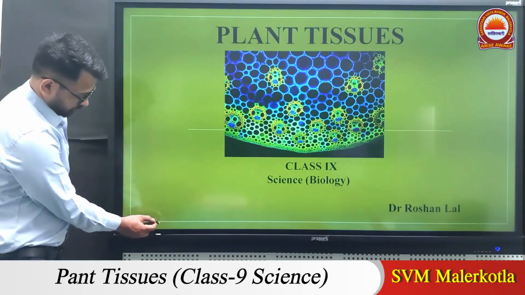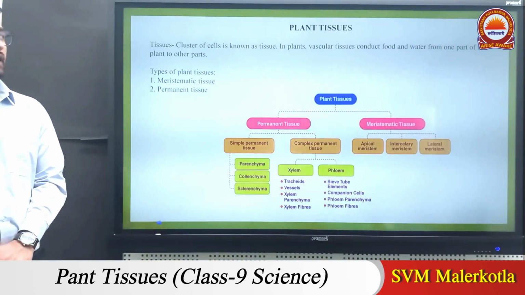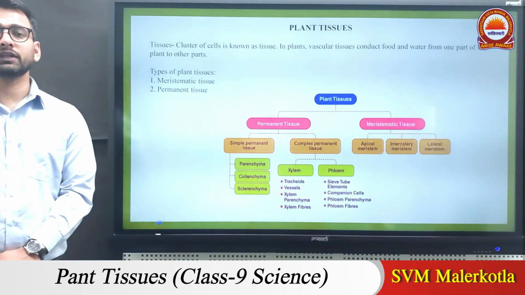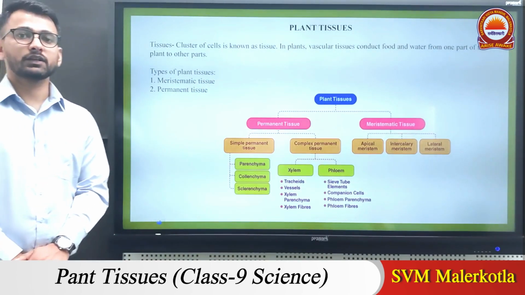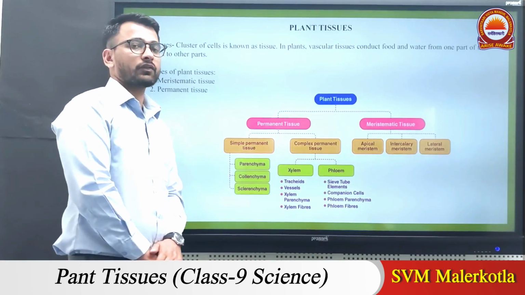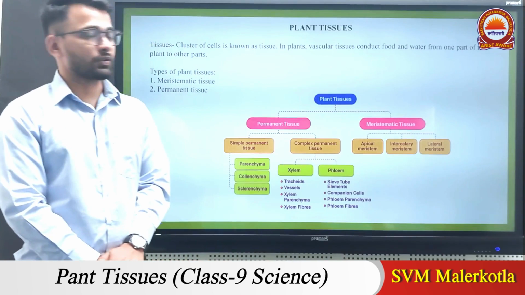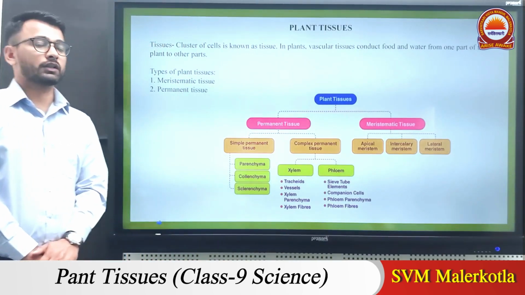So we can start with plant tissues. Tissues, as you know, are a cluster of cells, and what is a cell? Cell is the structural and functional unit of life. And in plants, vascular tissues conduct food and water from one part of the plant to other parts.